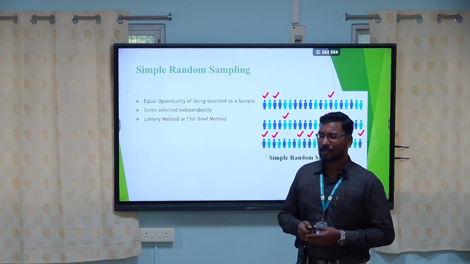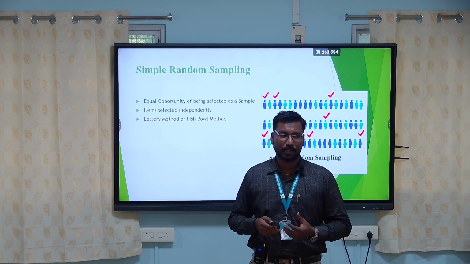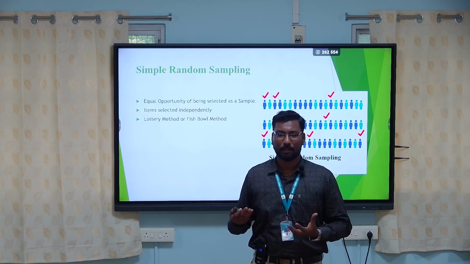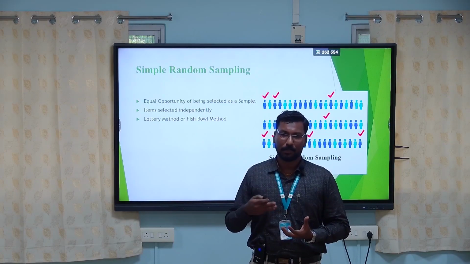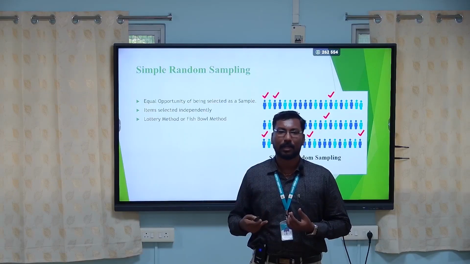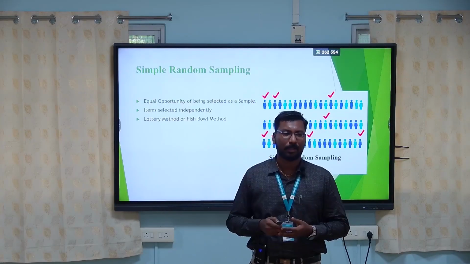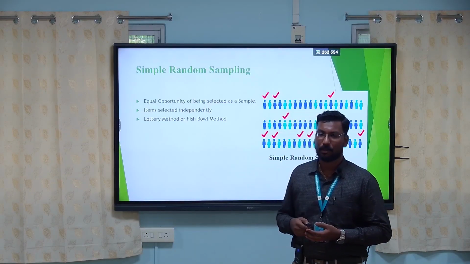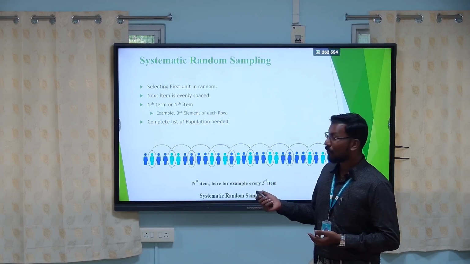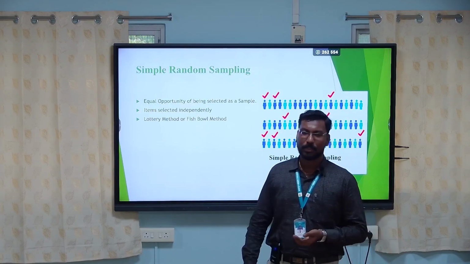Simple random sampling. This is the easiest method which we follow when it comes to sampling methods. For example, I have a fish bowl. I have the number of respondents or employees, and the names of the employees are put in the fish bowl, and I select them randomly. This randomization is called simple random sampling. This is the easiest technique, and we can see it everywhere. It is also called the lottery method, and the fishbowl method.